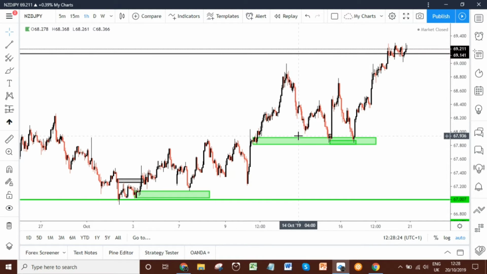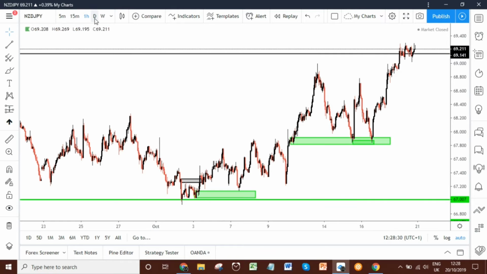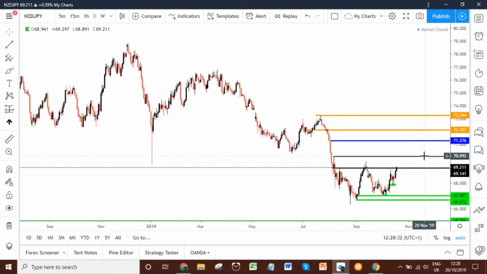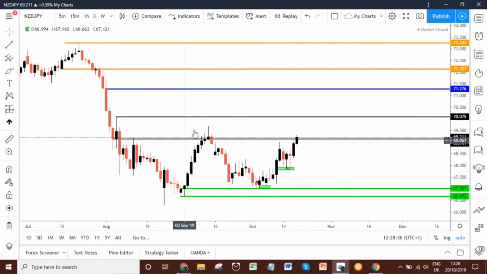Okay, so all I'm going to do now is let this play out and see what we can do in terms of a move to the upside. As we can see here already with the New Zealand dollar yen, the market has come in here very deeply, and I feel has consumed all the orders that are left in here. This zone is black for a reason, because it's already been touched, so it's not fresh. And now we have a move up.